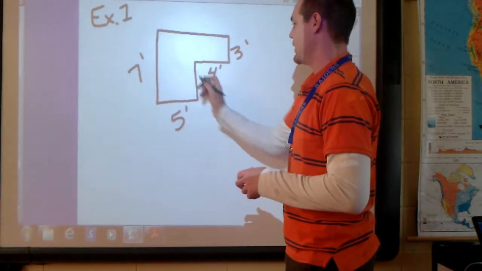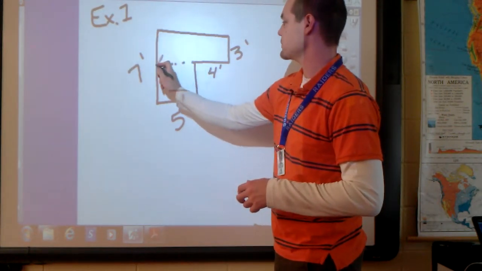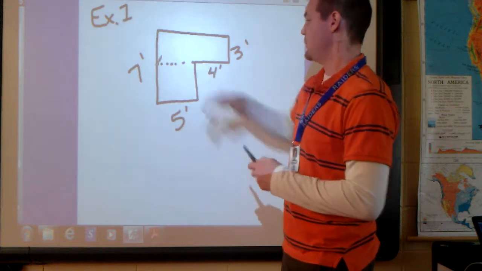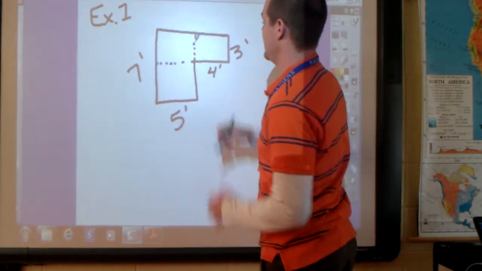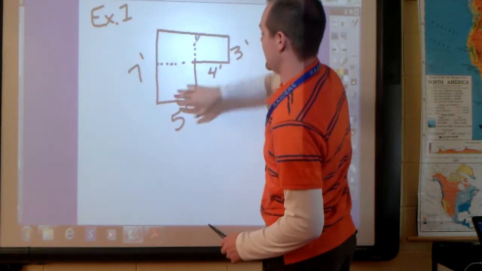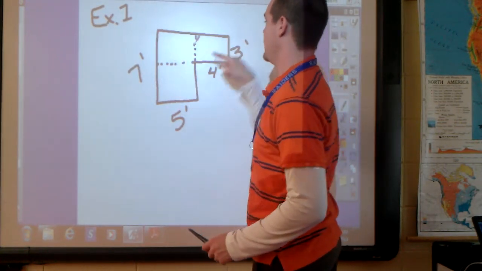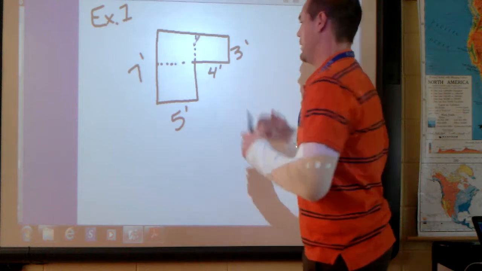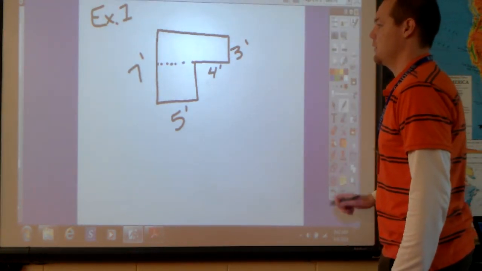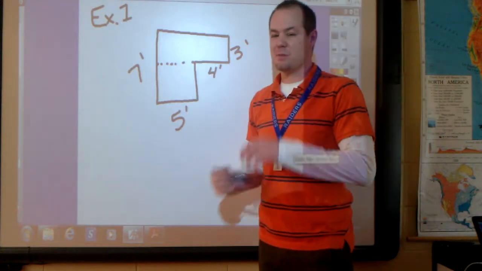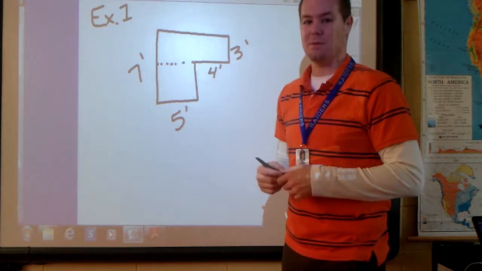But first, we can divide this into rectangles that way, or we can do it, of course, this way. And then you either have this rectangle and this rectangle, or this one and this one. So we just need to make a decision, and I'll split it horizontally just because that's what I did first.